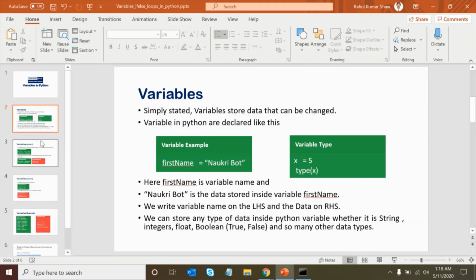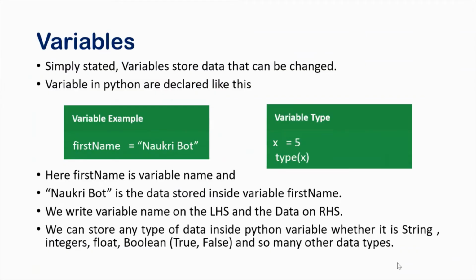Now again we come back to our tutorial. The next line says that here first name is the variable name and NokriBot is the data stored inside the variable first name. We write the variable name on the left hand side, as we have already seen, and data on the right hand side. We can store any type of data inside a Python variable. This also we have seen, whether it's a string, integer, float, or boolean. There are many other data types also, but we will see them in later videos.